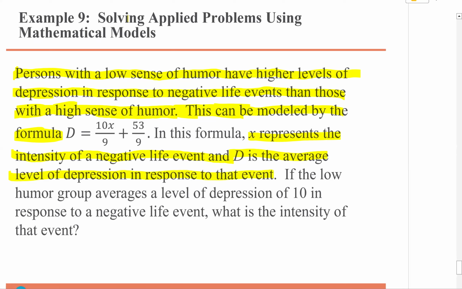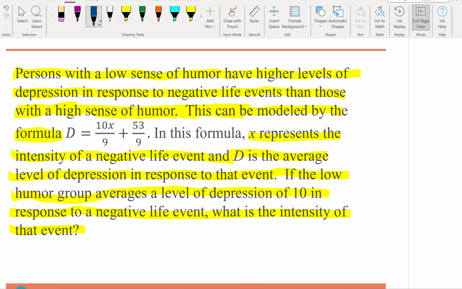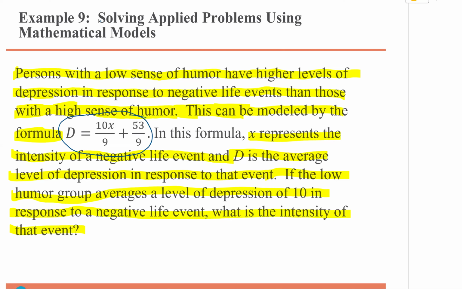Okay, what kind of numbers are we expecting here? If the low humor group averages a level of depression of 10, is that a scale of 1 to 10, or what kind of scale is that? In response to a negative life event, what is the intensity of that event?